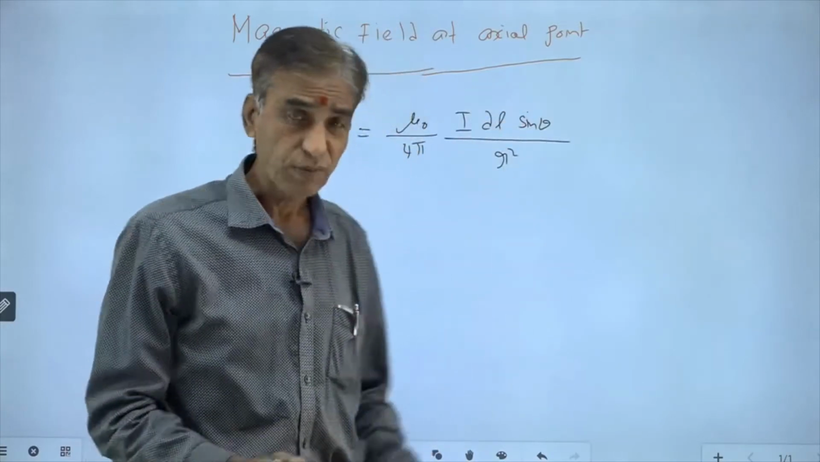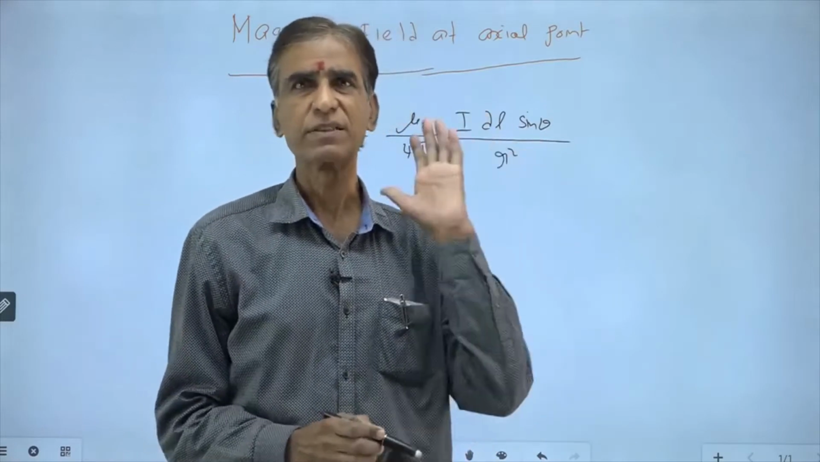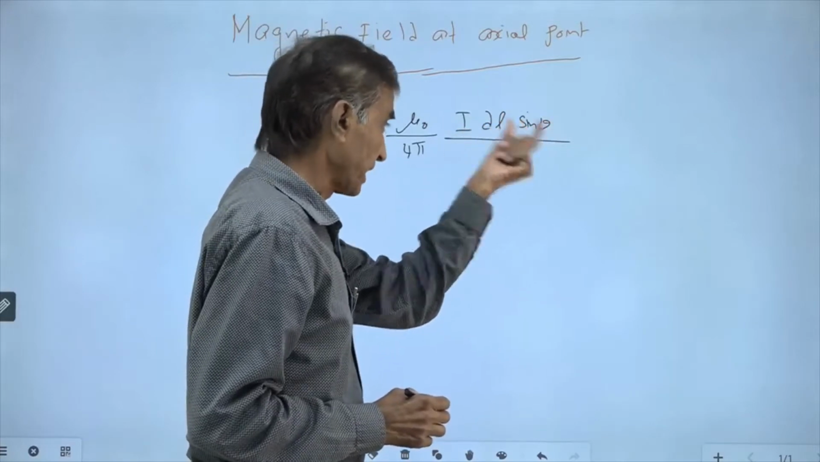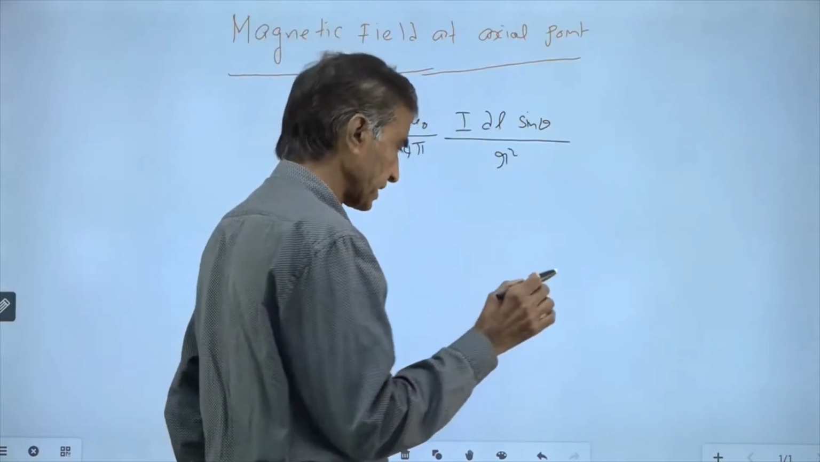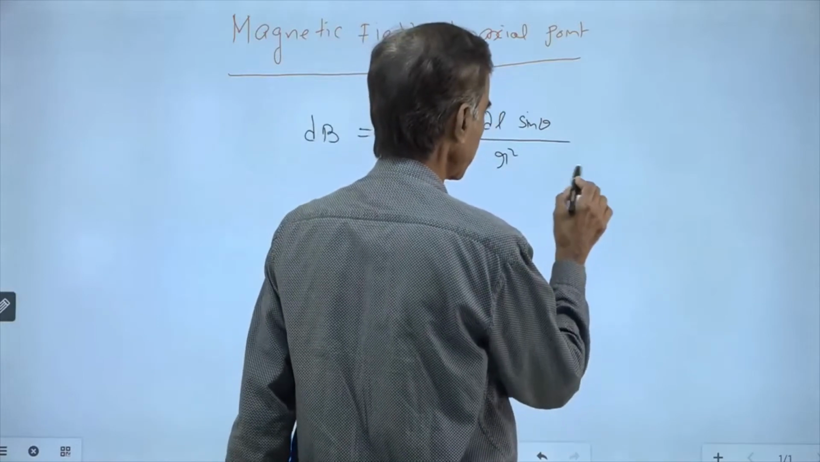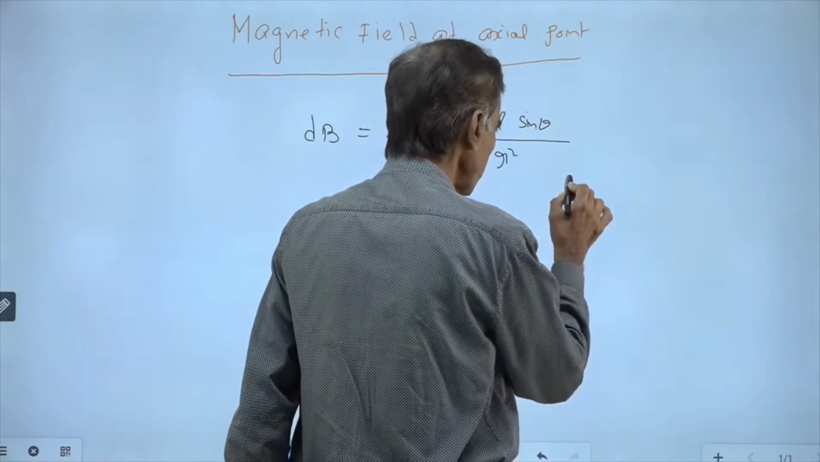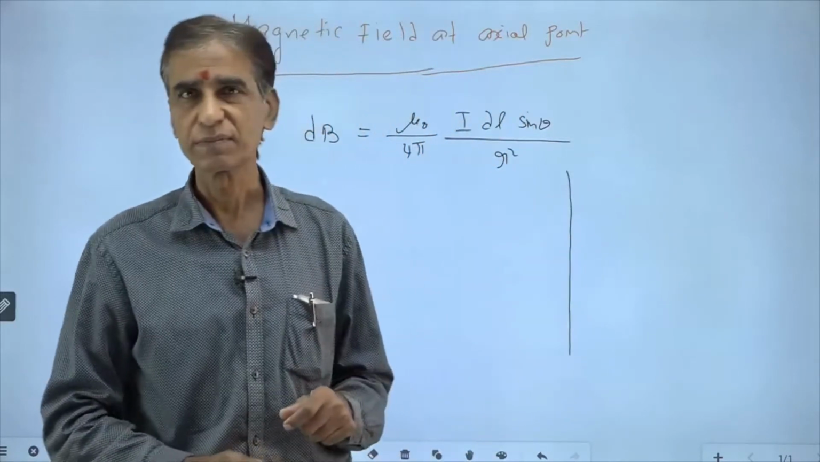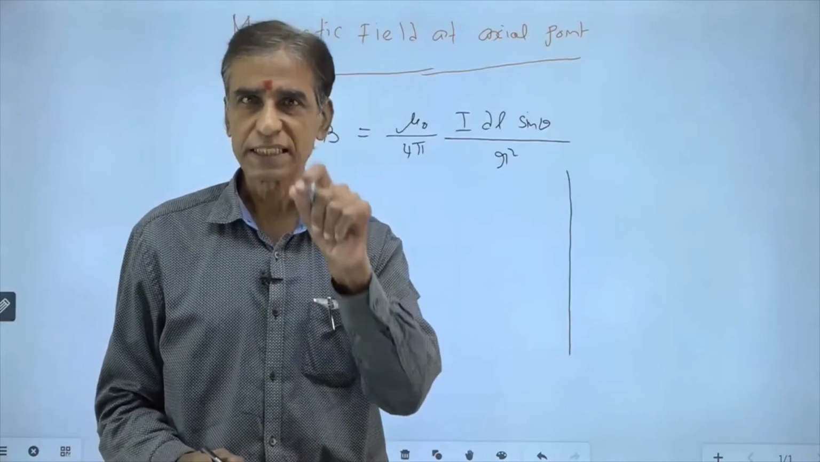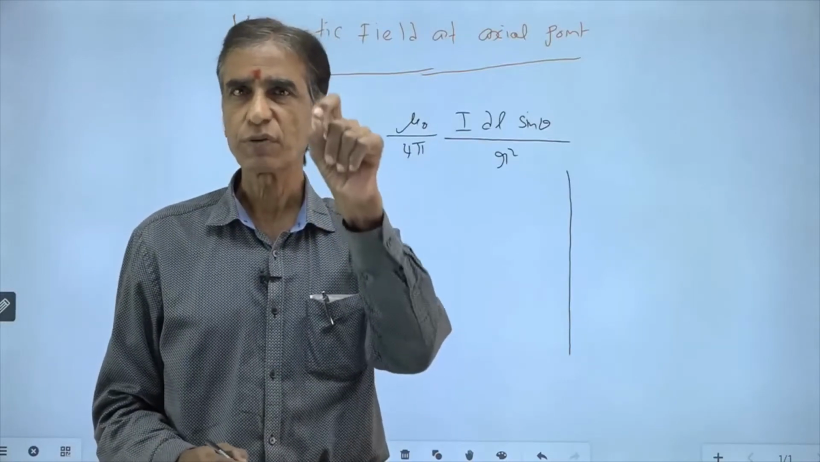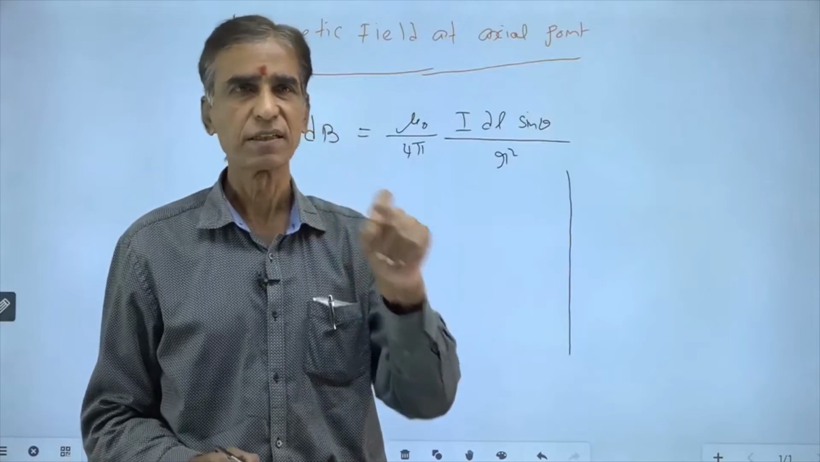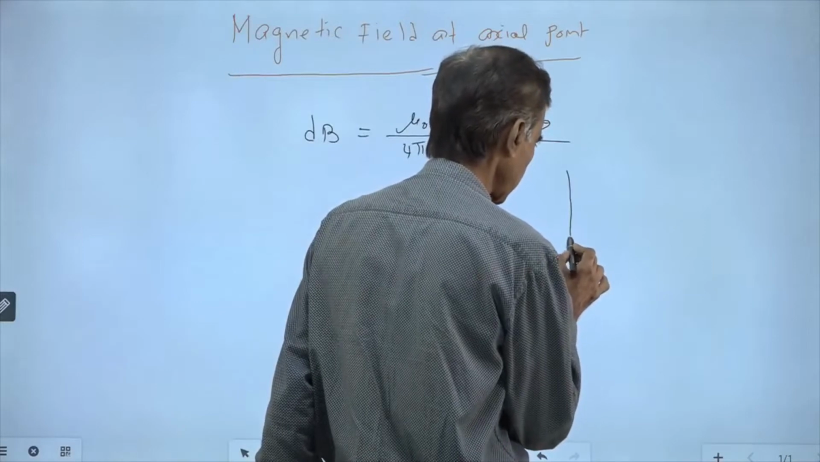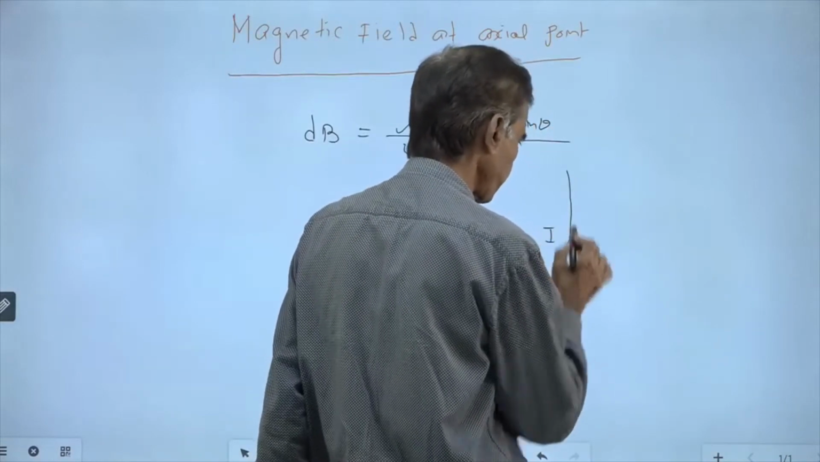So what is the meaning of all these elements? We have two quantities here, I dl sin theta and r. Suppose you take a straight conductor. What is this r? It is very important here. R is the distance of the point where we want to find the magnetic induction due to this current carrying conductor. Suppose this conductor is carrying current I, say upward.